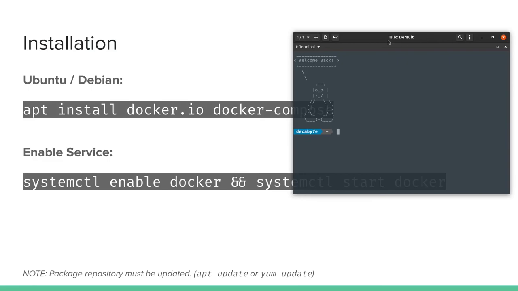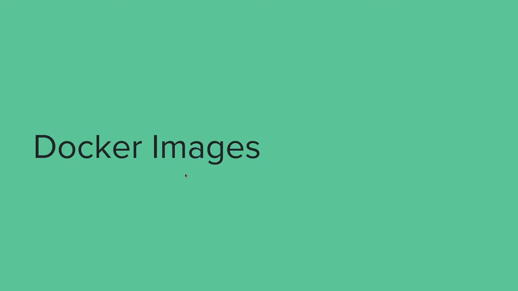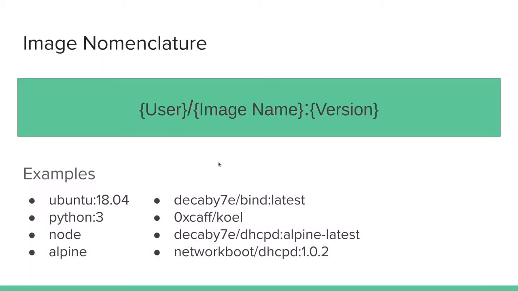All right, let me make that bigger as well. All right, so we're gonna move forward now. I'm sorry about the mishap with Kali, but this is the first step in our journey into Docker, which is images. When you reference an image in Docker, it uses the following nomenclature. You have a user string in the front, followed by a slash, then the image name, and then a colon, and the final field is the version.